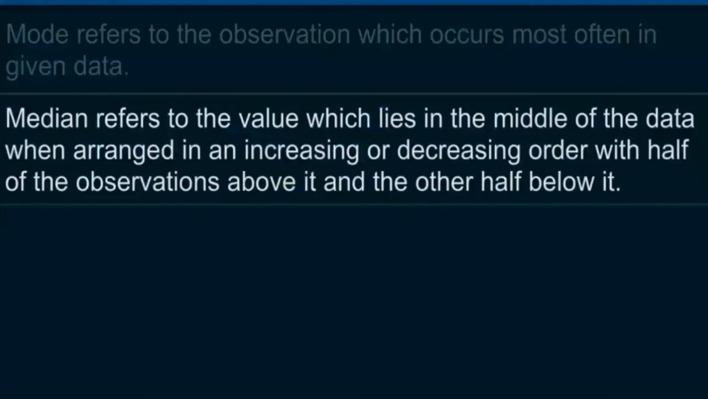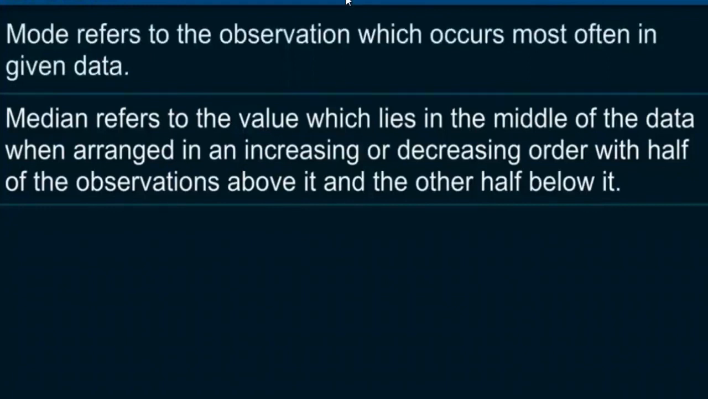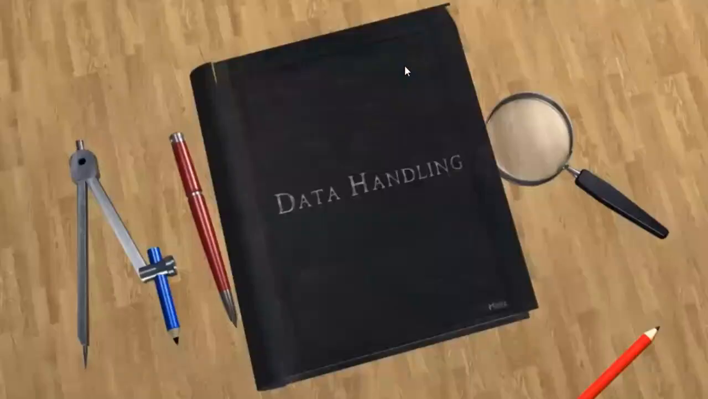In this module, you have learned that mode refers to the observation which occurs most often in given data. Median refers to the value which lies in the middle of the data when arranged in an increasing or decreasing order, with half of the observations above it and the other half below it. Okay, so these are the things that we have studied, that is mode and median.